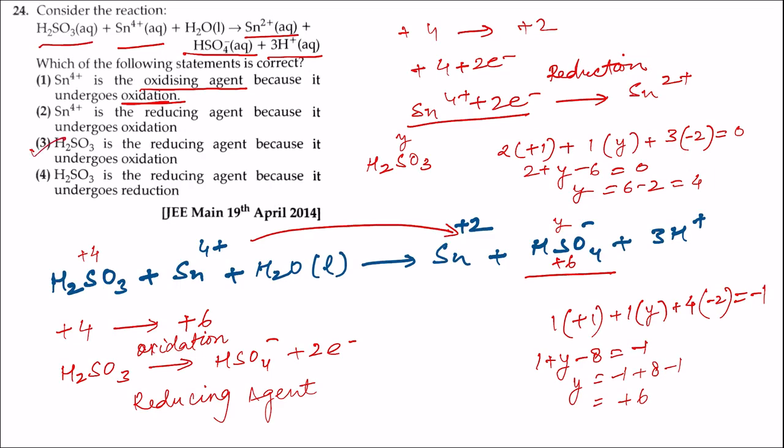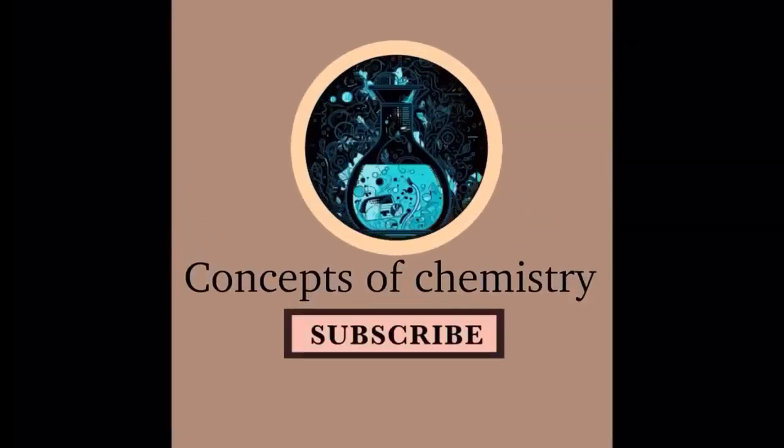H2SO3 is the reducing agent because it undergoes reduction. This statement is wrong. H2SO3 is the reducing agent not because it undergoes reduction. It is reducing agent because it undergoes oxidation. So this part of the statement is wrong. So the correct statement is statement 3. Which one of the following cannot function as an oxidizing agent? Option 1, iodide ion. Iodide ion cannot function as an oxidizing agent.